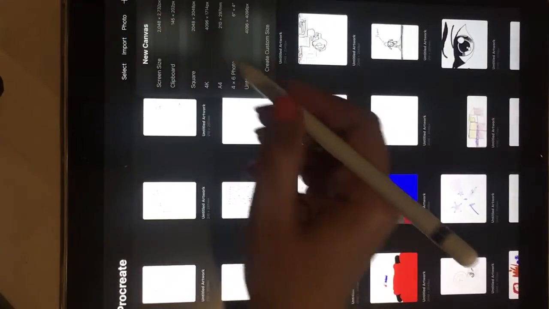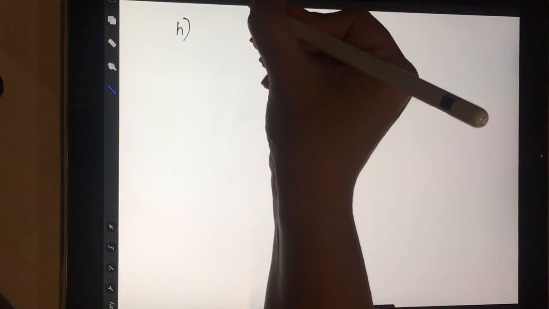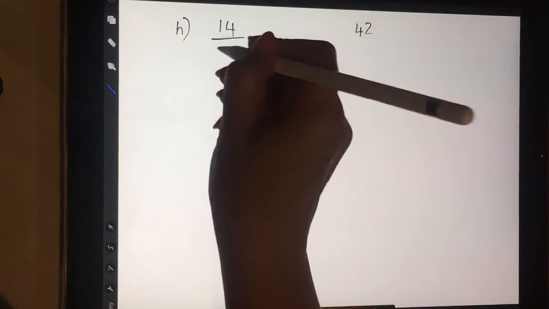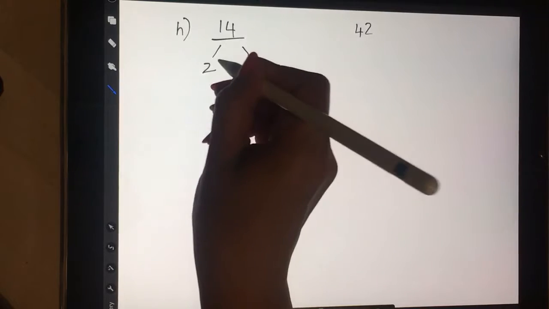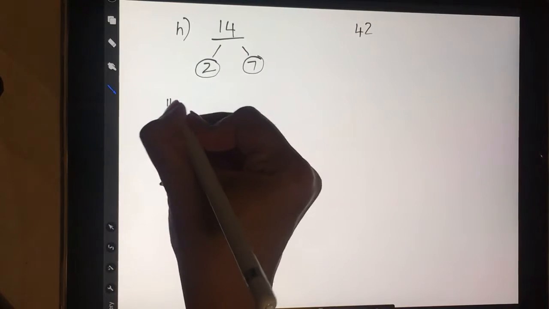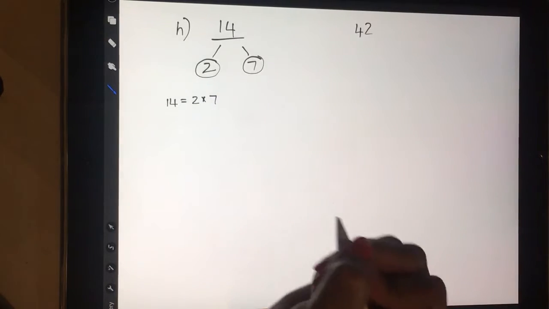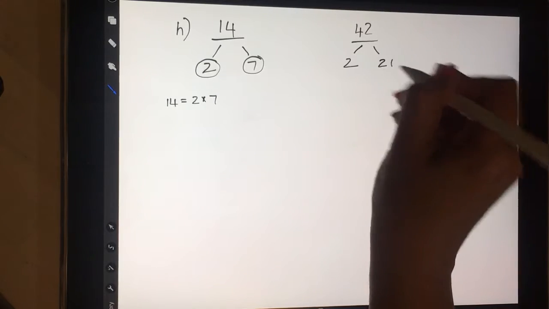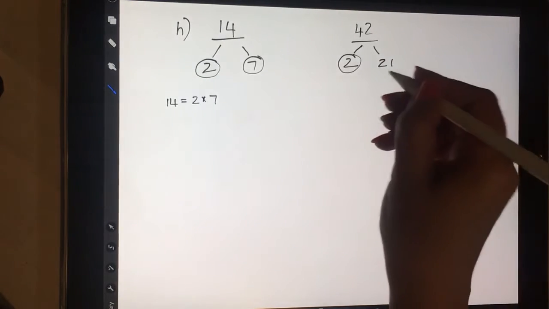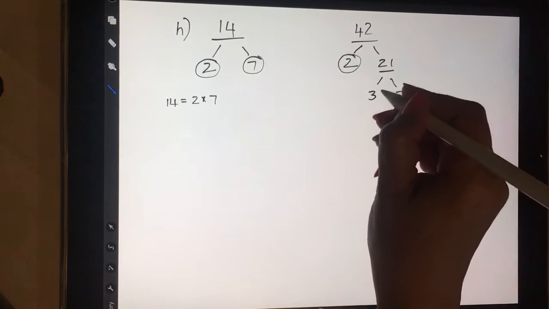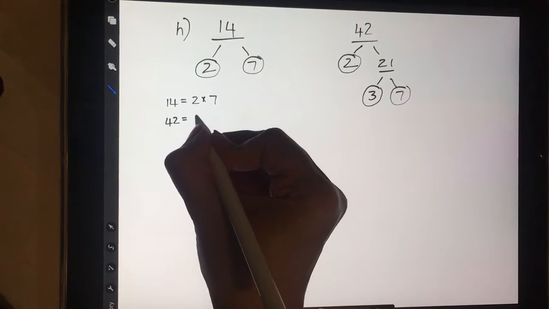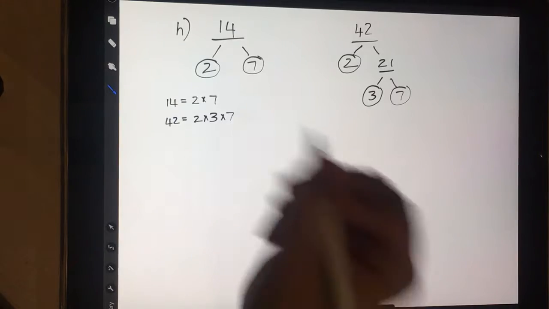Okay, moving on to number H, and the last one of this homework section. You have to find the HCF and LCM of 14 and 42. So we break up 14 into 2 times 7, which are perfect prime numbers. So 14 is equal to 2 times 7. 42 we can break up into 2 and 21. 2 is a prime number. And 21 we can break up again into 3 and 7. And those two are prime numbers. So 42 will be equal to 2 times 3 times 7.